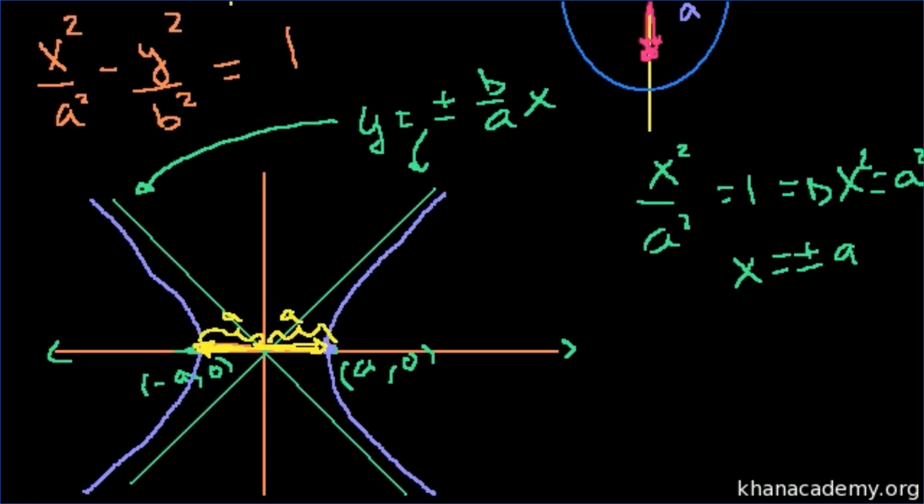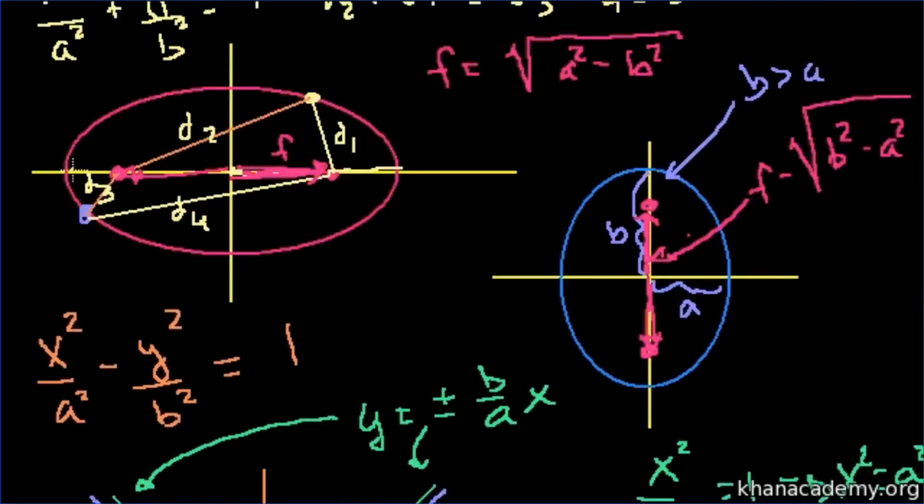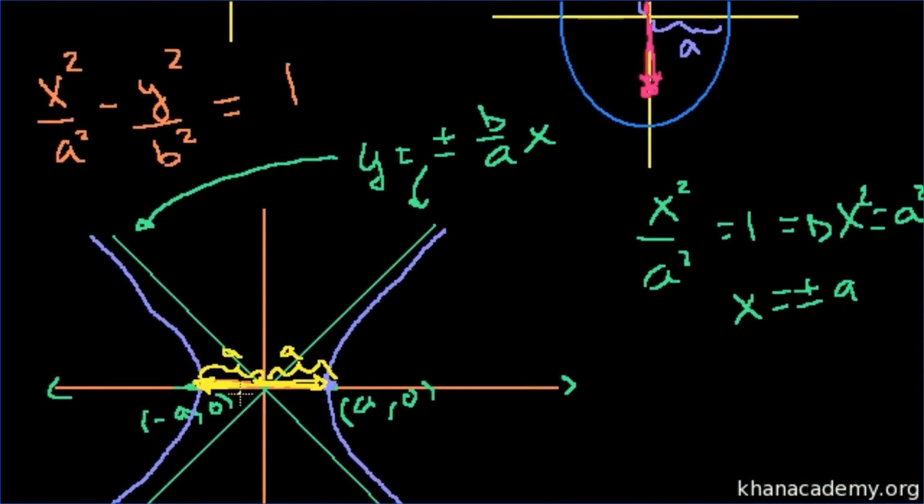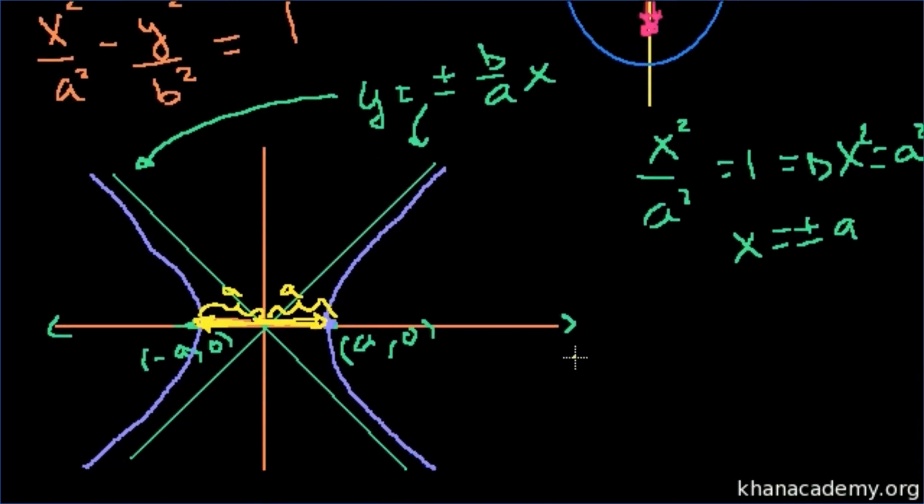So you have a 2A distance, which is very similar to this situation, where this distance is A, and this distance is A. So your distance between the two left and right points in a horizontal ellipse is the same as the distance between the two left and right points on a hyperbola. It's just that the hyperbola opens outward while the ellipse opens inward.